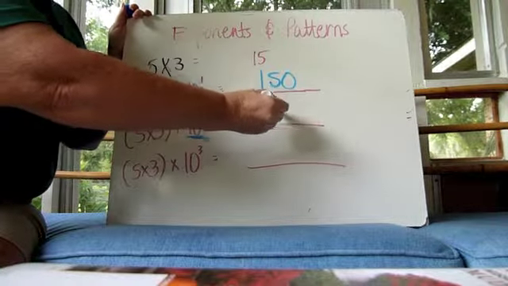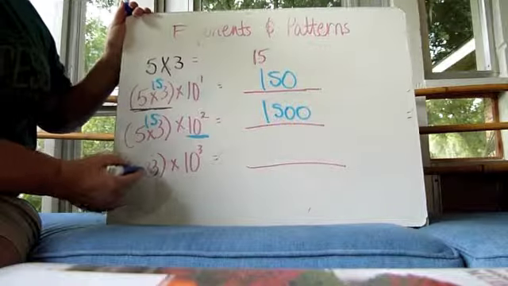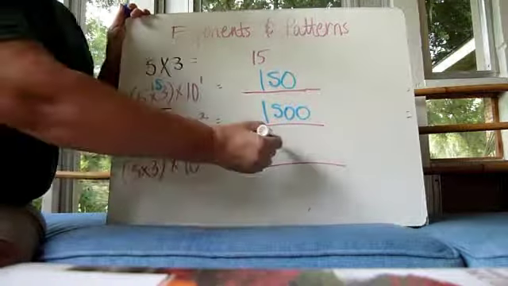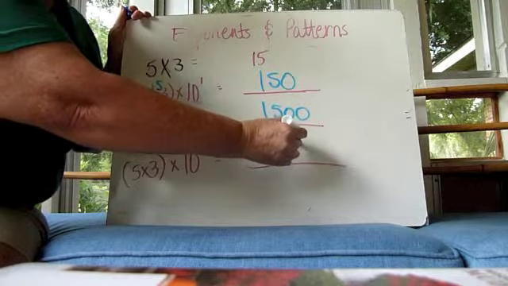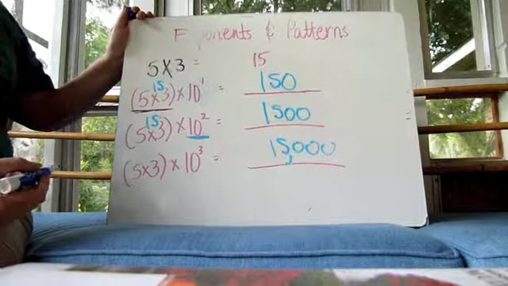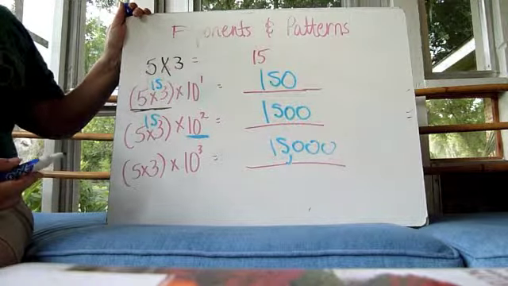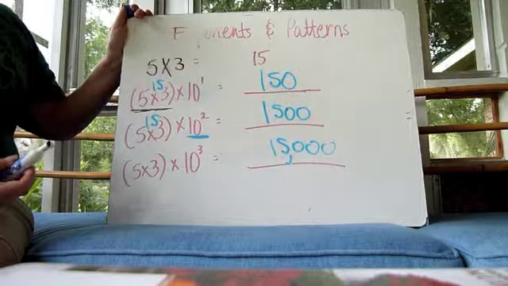So I hope that you can kind of see the pattern that's evolving. 5 times 3 times 10 to the third power, and you see that, and so on. So you can kind of see patterns evolving as you use powers of 10.